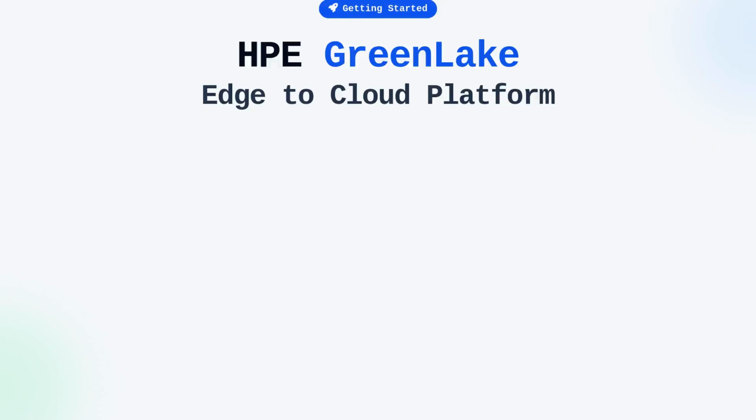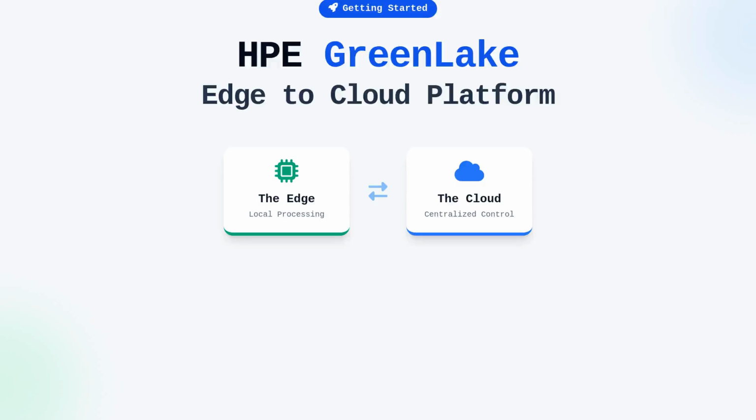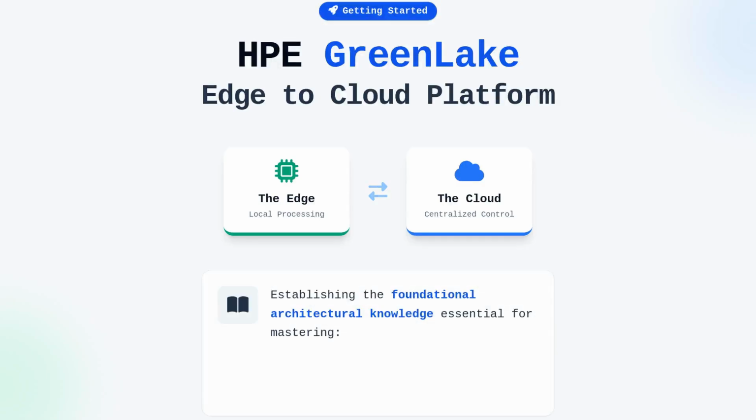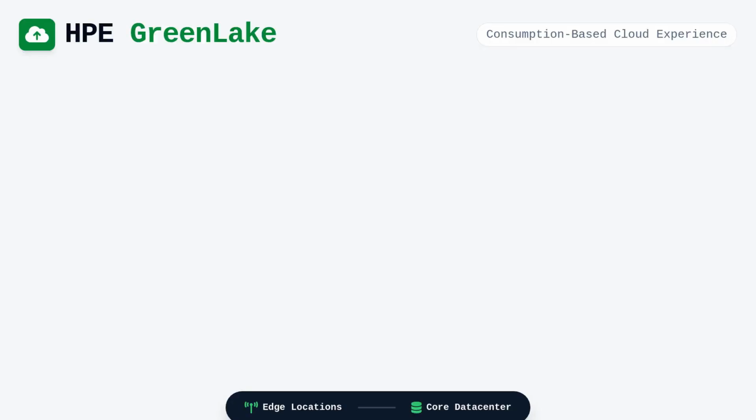Welcome back. Today we begin our exploration of the HPE GreenLake Edge to Cloud platform. This chapter provides the foundational architectural knowledge necessary to master hybrid cloud integration and service delivery. HPE GreenLake represents a significant departure from traditional capital expenditure models by shifting the focus toward a consumption-based cloud experience that spans from edge locations to the core data center.